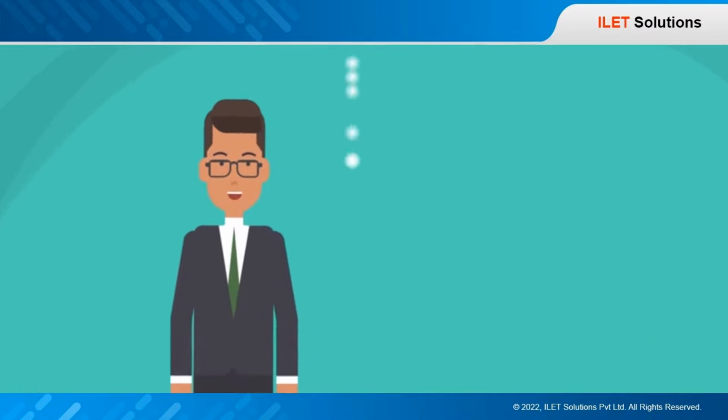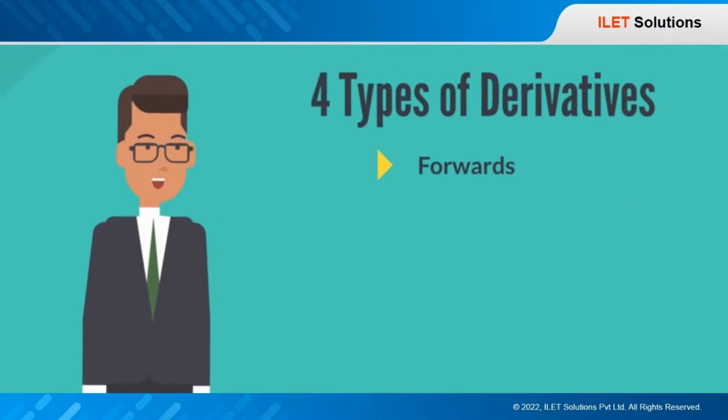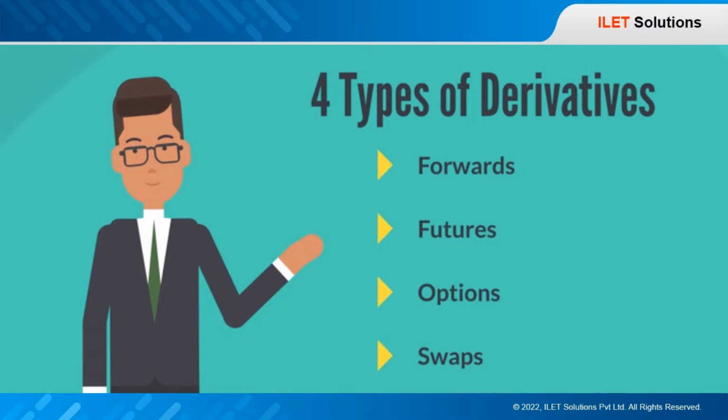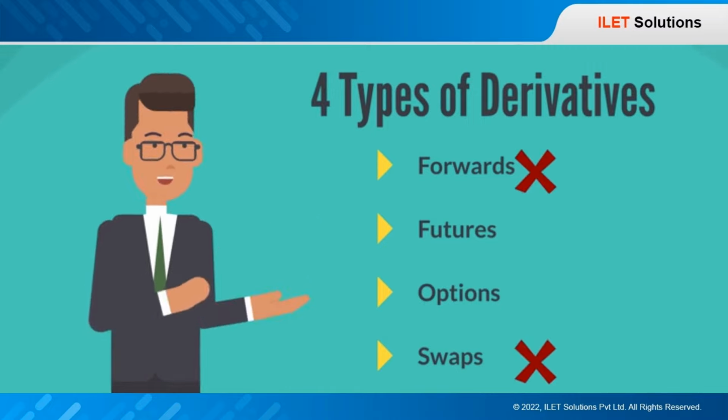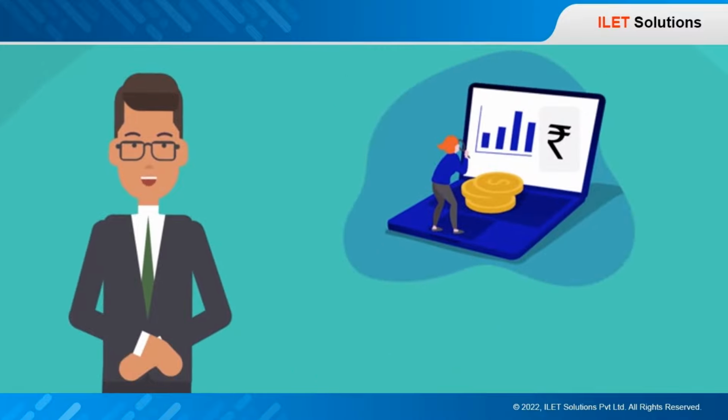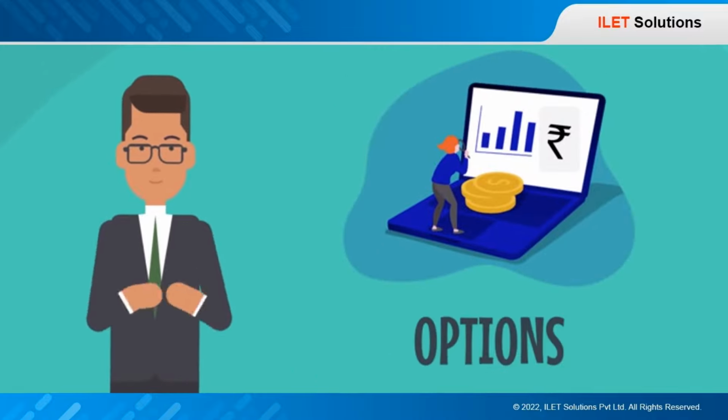There are four types of derivatives: forwards, futures, options, and swaps. Forwards and swaps are not traded on the stock exchange and are over-the-counter trades. Futures and options are traded on the stock exchange. We will now proceed to understand options.